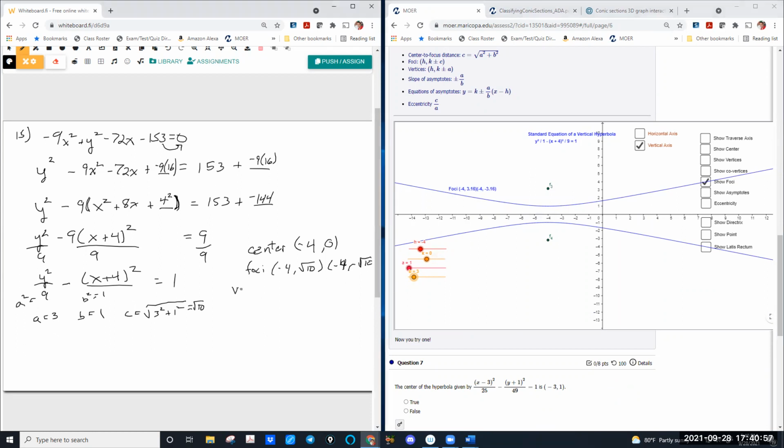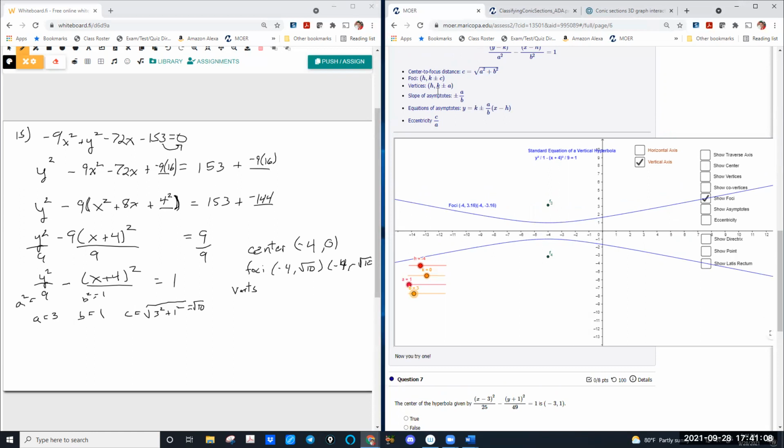Our vertices. The vertices are kind of like the vertices on a parabola. It's this point here and this point here. To find the vertices, you can kind of see it. I know it's kind of small now, but finding the vertices is very similar to finding the foci, except all you do is add a and subtract a from the k value. A is 3. So (-4, 3) and (-4, -3). Those are our vertices right there.